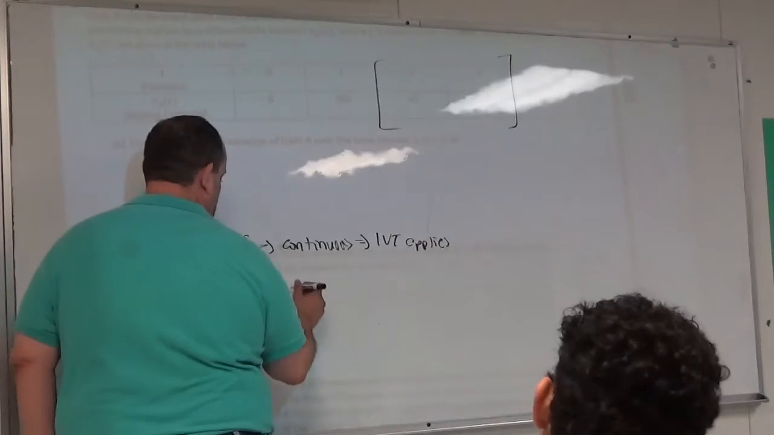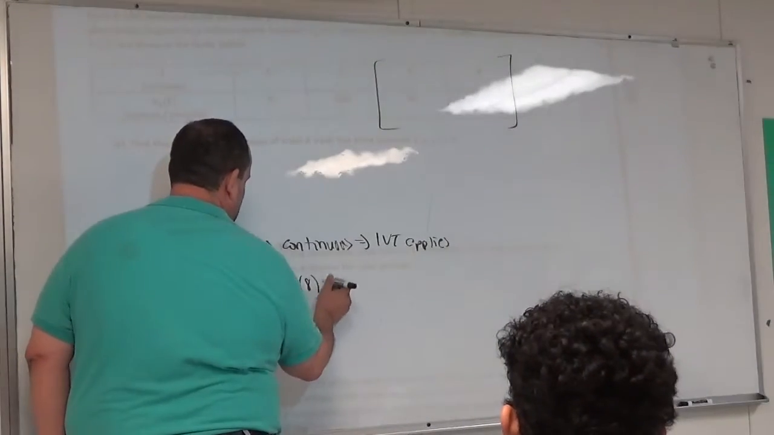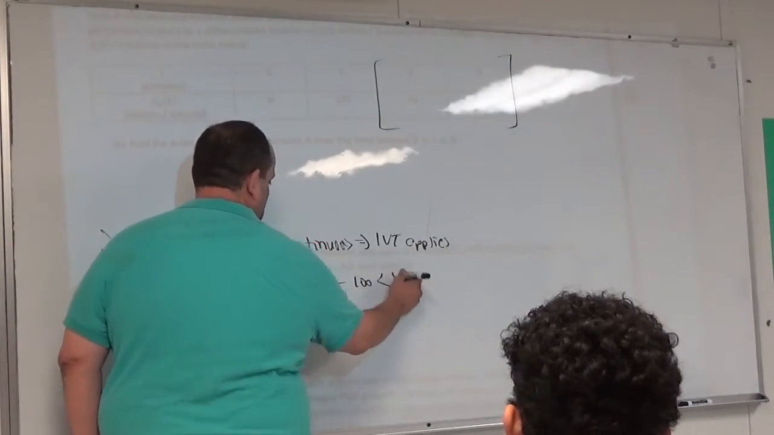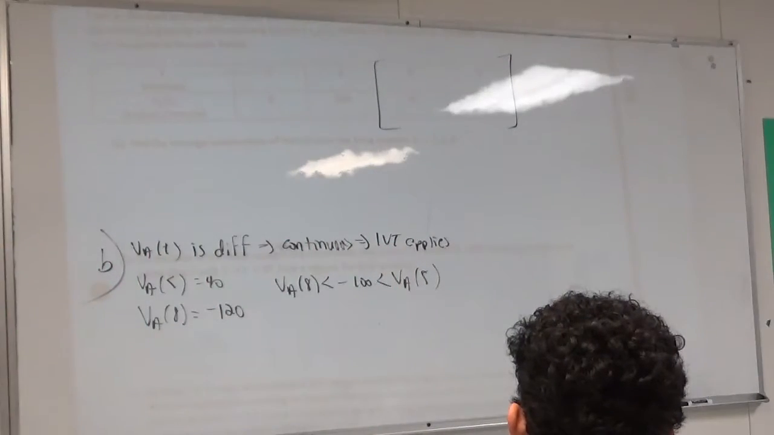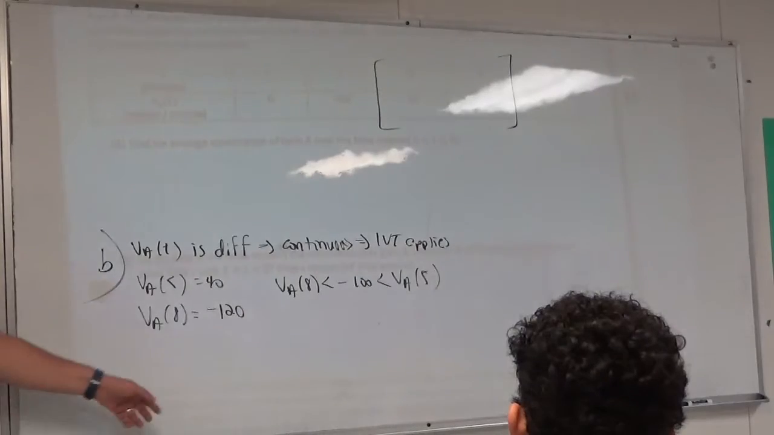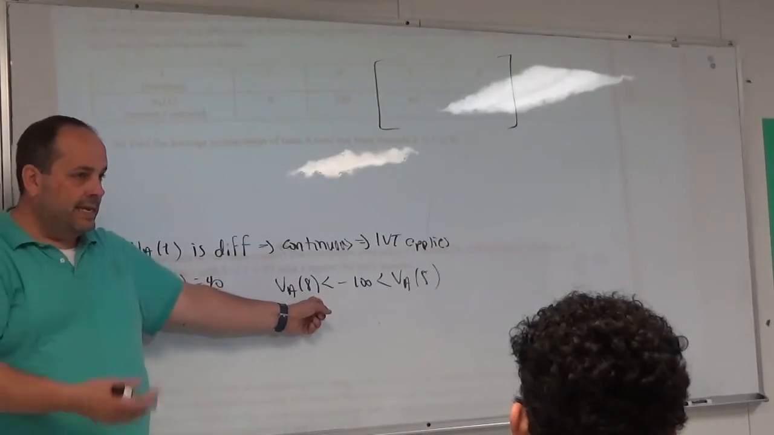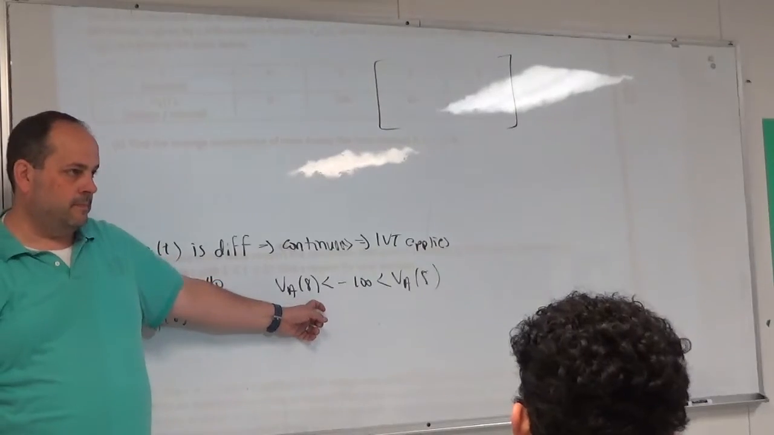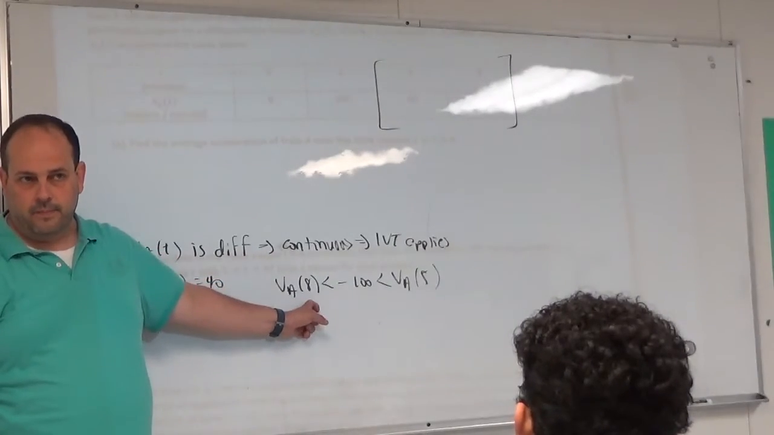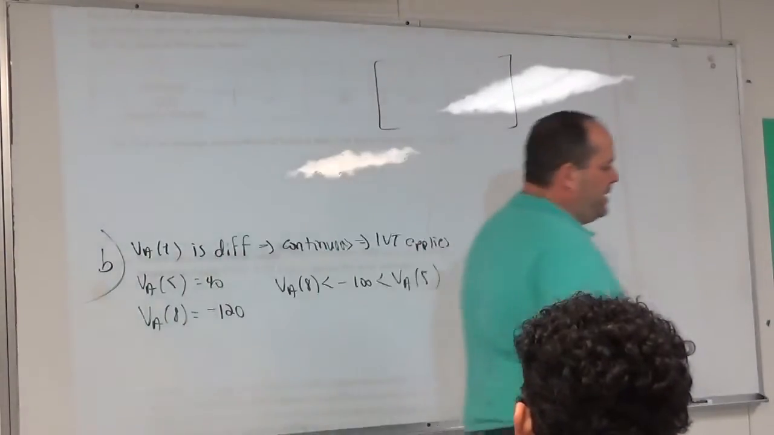So you'd want to see something like v sub a at time 8 is less than negative 100, which is less than v sub a at time 5. That's what I was looking for. And then because this is true, yes, the velocity has to be equal to negative 100 at least once. Everybody okay? Okay.